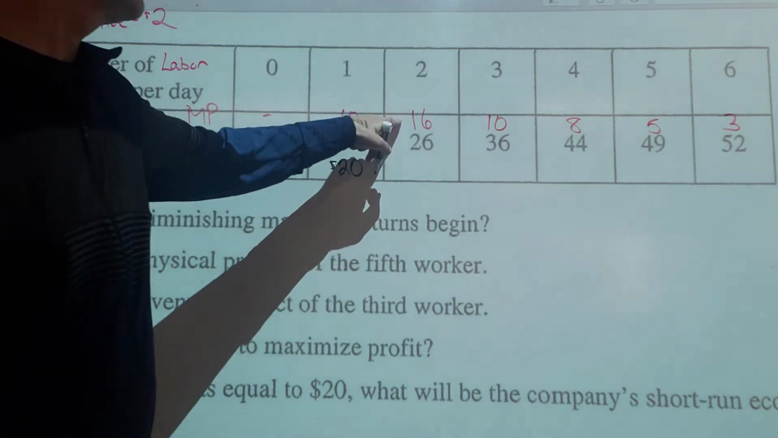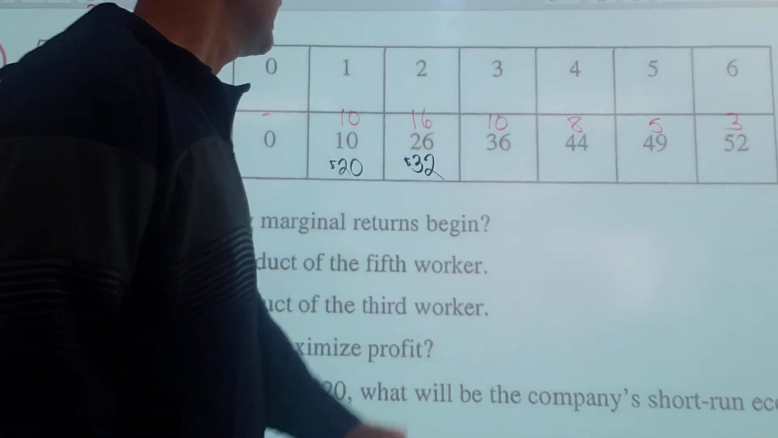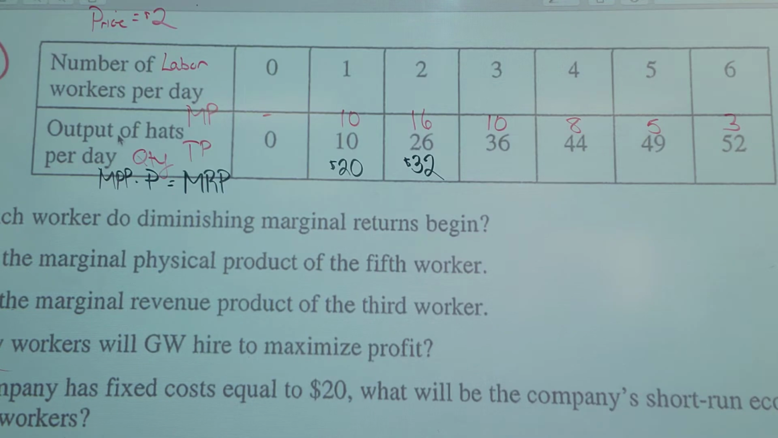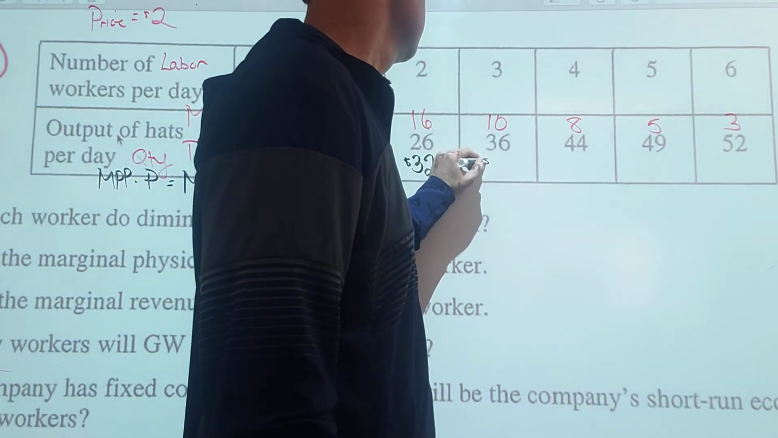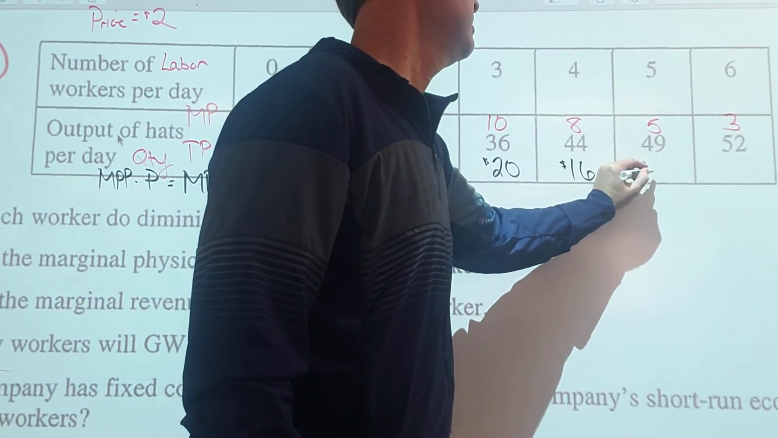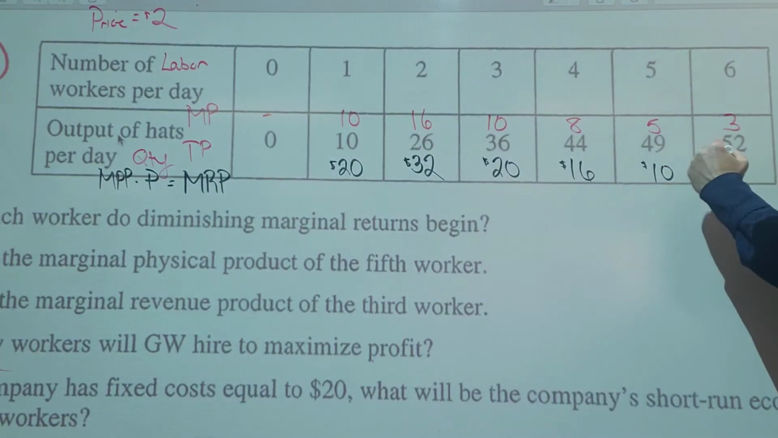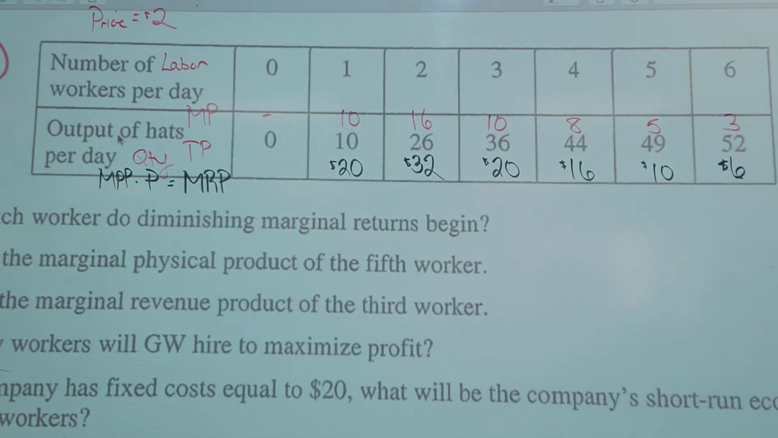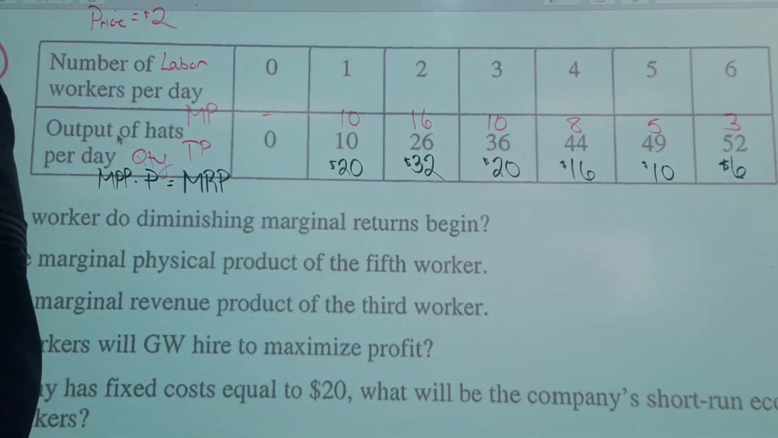The second worker contributes 16 new hats at a price of $2 per hat. So that's $32. The third worker contributes 10 new hats at a price of $2 each. They contribute $20. 8 new hats at $2 each is 16. 5 new hats at $2 each is 10. And finally, 3 new hats at $2 each is 6. And now we have my marginal revenue product. I know I'm going to need this information. All right, so let's just get it on the chart and then we'll start. And then we can begin from there.